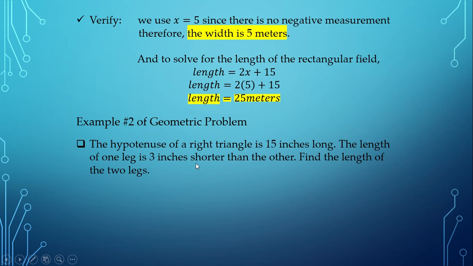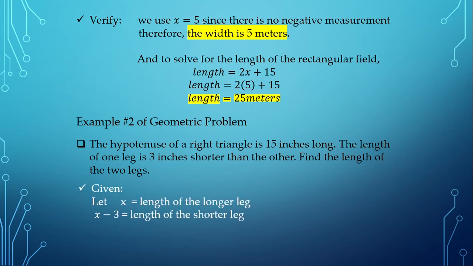Sample number 2. Geometric problem. The first problem of the geometric problem is all about a rectangle. Then the second one is all about a right triangle. The hypotenuse of a right triangle is 15 inches long. The length of one leg is 3 inches shorter than the other. Find the length of the two legs.